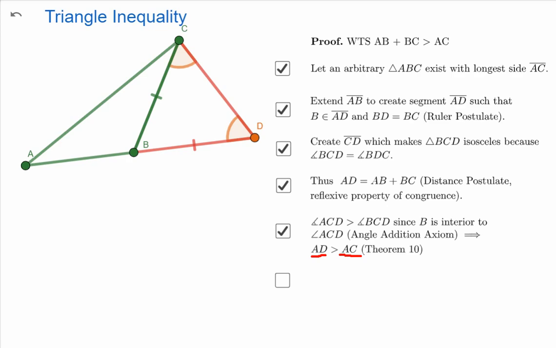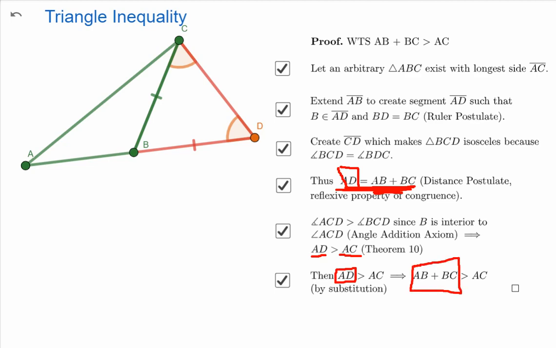Well, now I just get to use substitution, because I have what I need as long as I know what AD is equal to. We know what AD is equal to right here. So I can substitute in the right-hand side. And that's where I'm getting this AB plus BC greater than AC just by substitution. And that is what we wanted to show. So we are done with the proof.